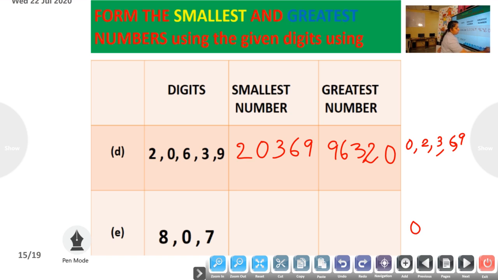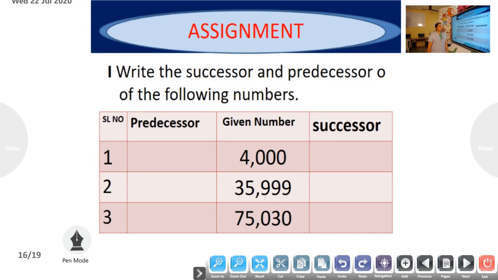0 in ascending order, 0 is the smallest. 7 is the next, and 8 is the greatest one, isn't it? The digits are 0, 7, 8. For the smallest number, you have to start from 7, because you can't start with 0. So 0 is the second digit, and 8 is the last. So 708. Which is the greatest number here? You start from 8, 7, 0: 870.